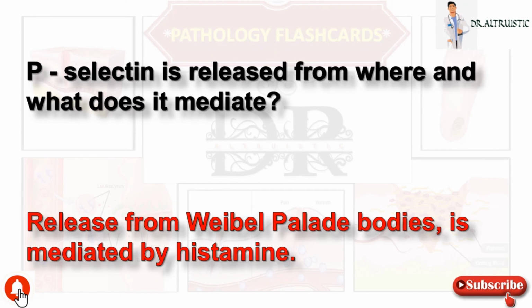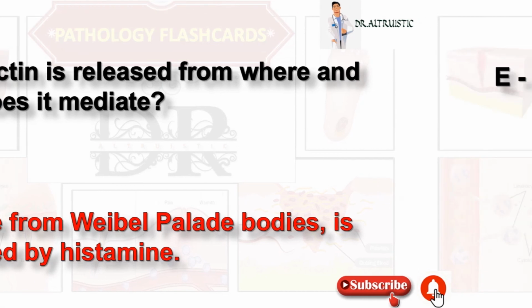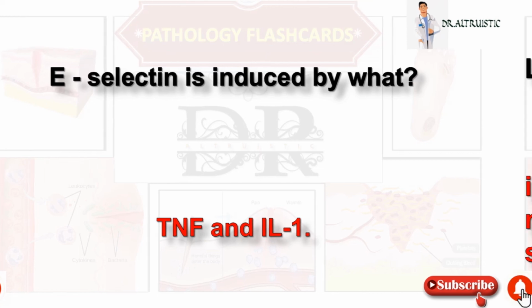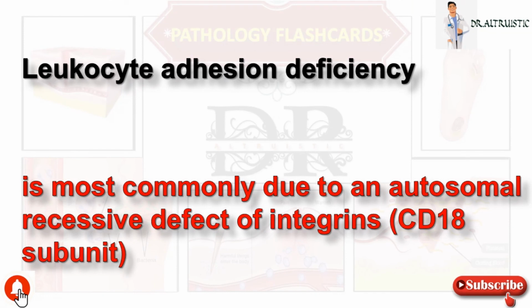E-selectin is released from where, and what mediates it? It is released from Weibel-Palade bodies and mediated by histamine. E-selectin is induced by what? TNF and IL-1. Leukocyte adhesion deficiency is most commonly due to an autosomal recessive defect of integrins, CD18 subunit.